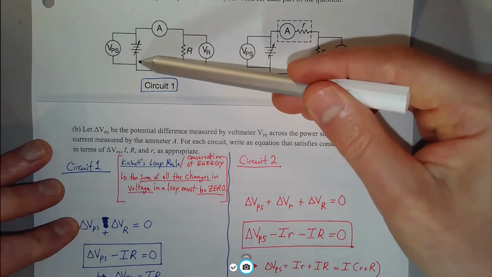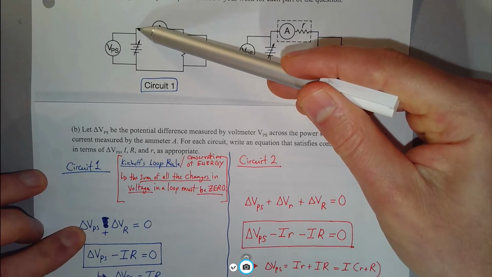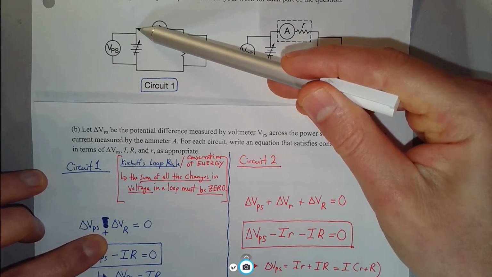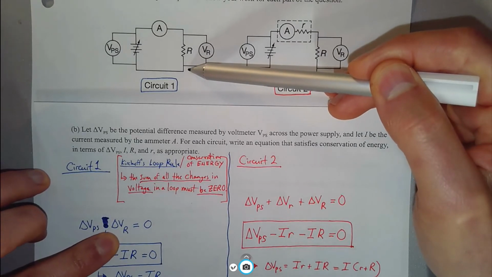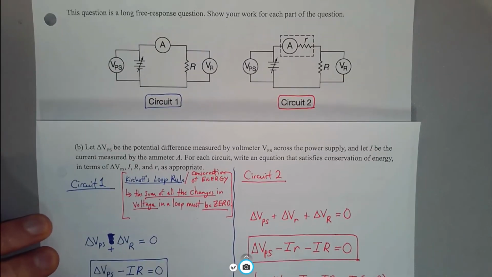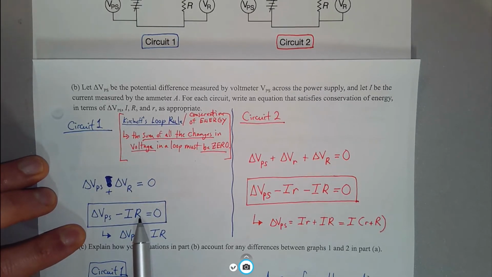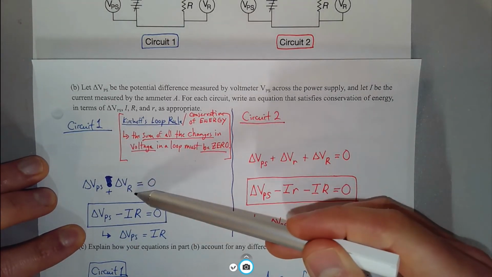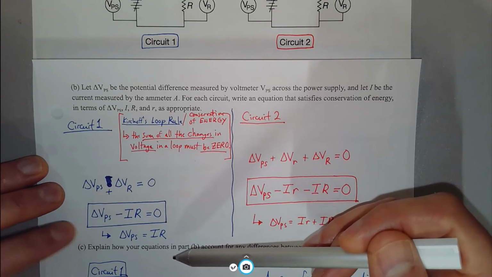If we start on the negative side of a battery, the first thing that's going to change our voltage is the battery, so it goes up by delta VPS. Then we add to that the change in voltage across just this resistor R, delta VR, and that sums to 0. Remember that the voltage is going to increase across the battery and decrease across the resistor R. And we can't use delta VR, so we need to substitute in an expression which tells us how much the voltage is going to change.